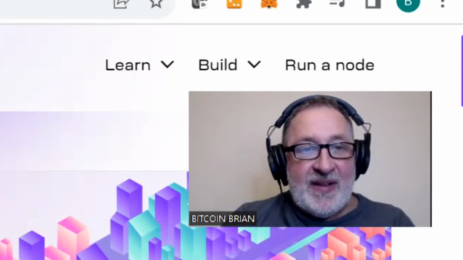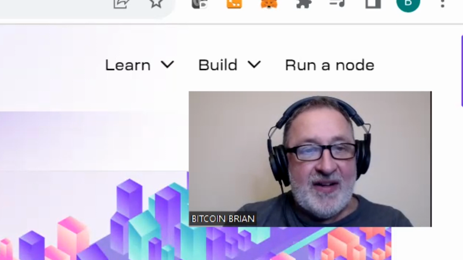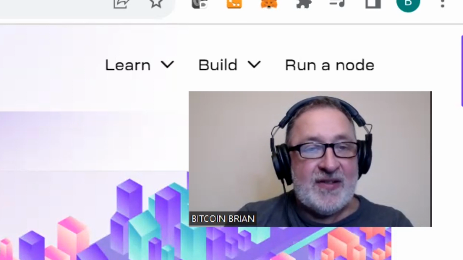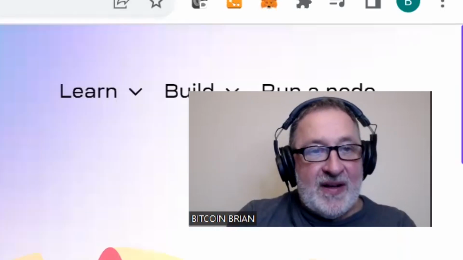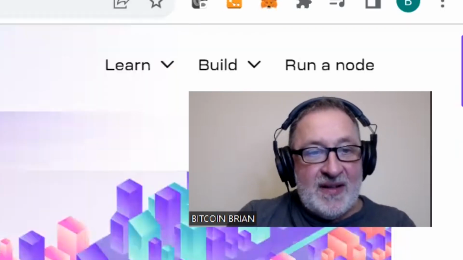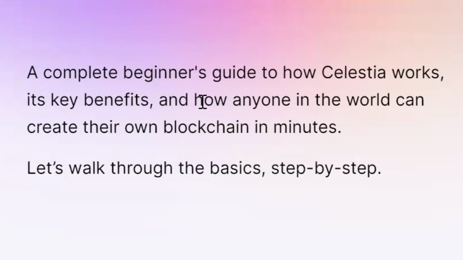I think this coin, this company, this code, this everything could really take off and change the way things are done in the blockchain and crypto industry. So anyway, we'll go right into what is Celestia, a complete beginner's guide to how Celestia works, its key benefits, and how anyone in the world can create their own blockchain in minutes. Let's walk through the basics.